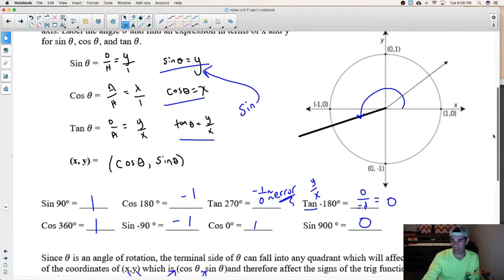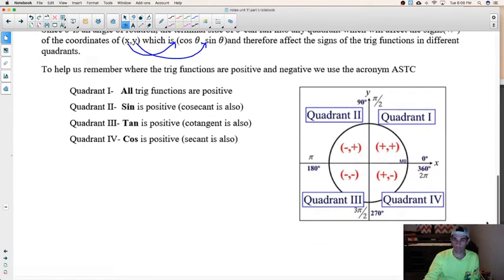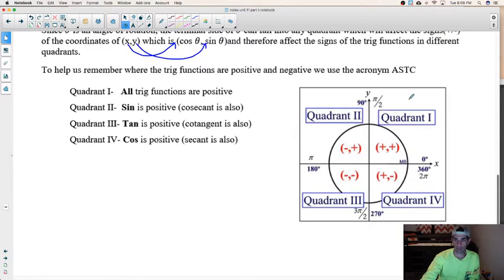And then there's an acronym that you can use, right? And it says: all students take calculus, all right? So in quadrant 1, all trig functions are positive. So if I pick the sine function, the cosine function, the tangent function, they're all going to be positive. Okay, the points are positive in the first quadrant.